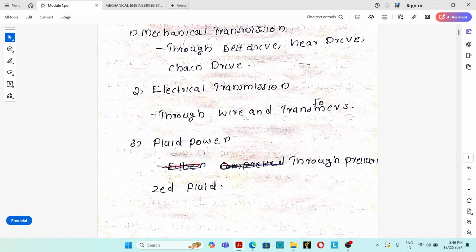Power transmission means that a linear power or a rotary power is transferred from one point to another point. So here in this subject, we are going to discuss fluid power transmission. Fluid power transmission is classified into two types: hydraulic power and pneumatic power.